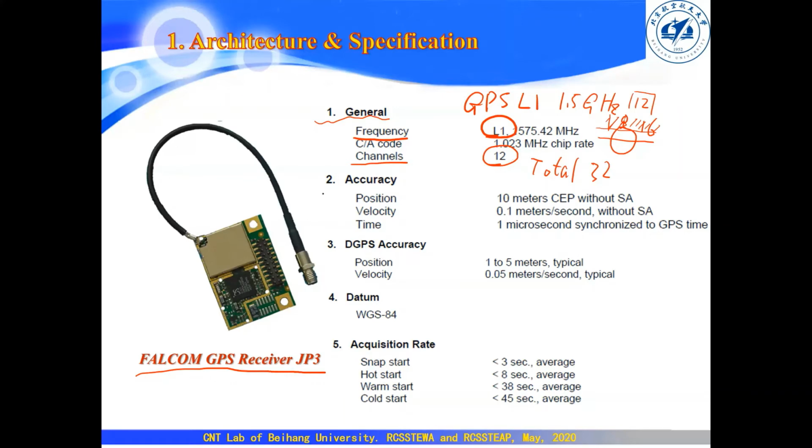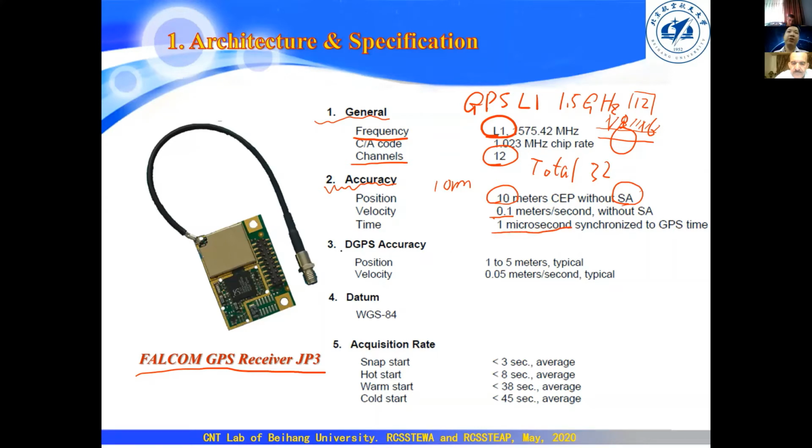And for accuracy, a receiver is commonly about 10 meters, approximately, without selective availability. The velocity is commonly about 0.1 meter per second. And for time, it's 1 microsecond.